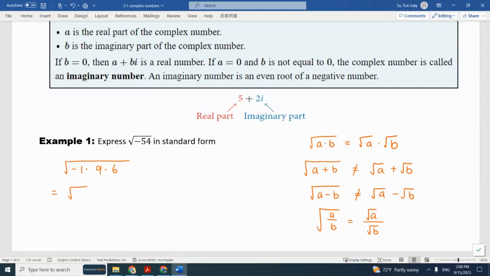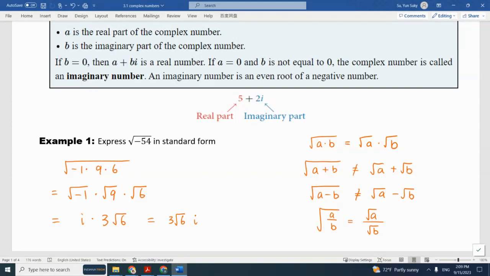So therefore, this is the square root of minus 1 times the square root of 9 times the square root of 6. What's the square root of minus 1? The square root of 9 is 3. And the square root of 6 is the square root of 6. Okay? So therefore, usually people write 3 square root of 6, and they like to put the i at the end. This is what we'll be doing. Put the i at the end. So this is the standard.